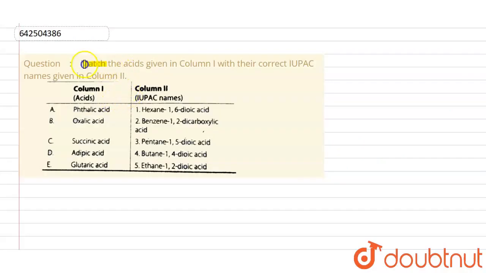Hello students, the question is asking that match the acid given in the first column with their correct IUPAC name given in the second column. Now, first of all, we have one trick that we have to understand. For that, we can remember all these acids, and the trick is OMSGAP.